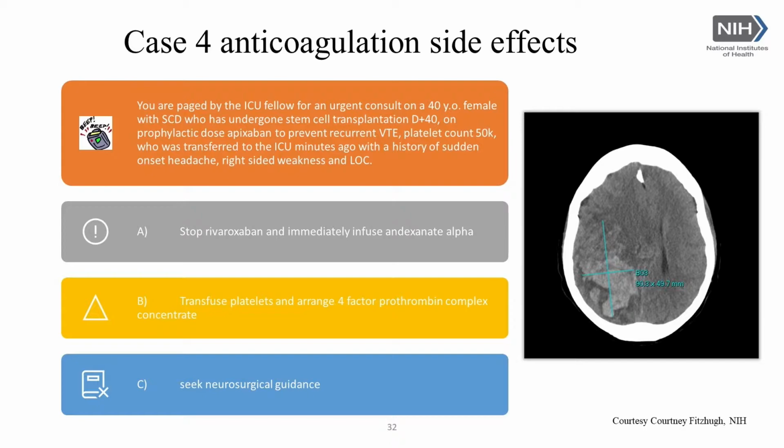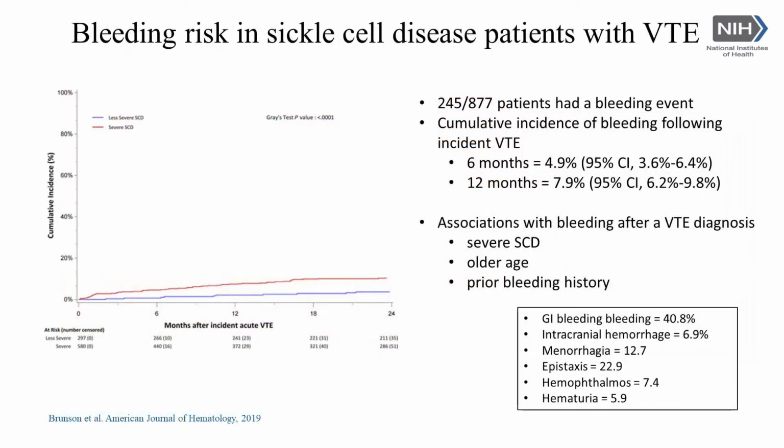And so what's the bleeding risk of sickle cell disease patients with venous thromboembolism? You can see that from the California cohort in the relapsed group, 245 patients had a bleeding event. The majority of bleeding was GI, again, very similar to the cancer patients on NOAC therapy. There were quite a few intracranial bleeds as well.